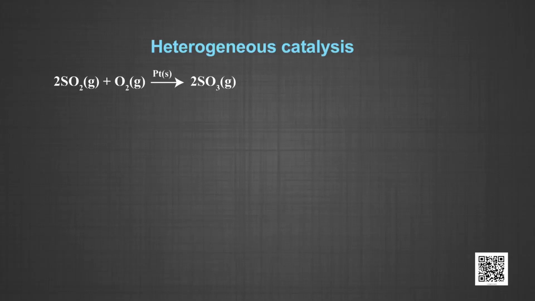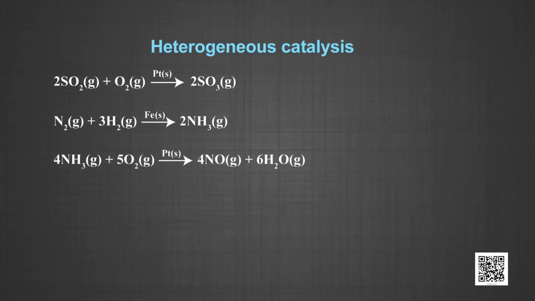The reactants are in the gaseous state while the catalyst is in the solid state. Number 2, combination between dinitrogen and dihydrogen to form ammonia in presence of finely divided iron in Haber's process. It is clear from the equation that dinitrogen reacts with dihydrogen to give ammonia using iron as the catalyst. The reactants are in the gaseous state while the catalyst is in the solid state.